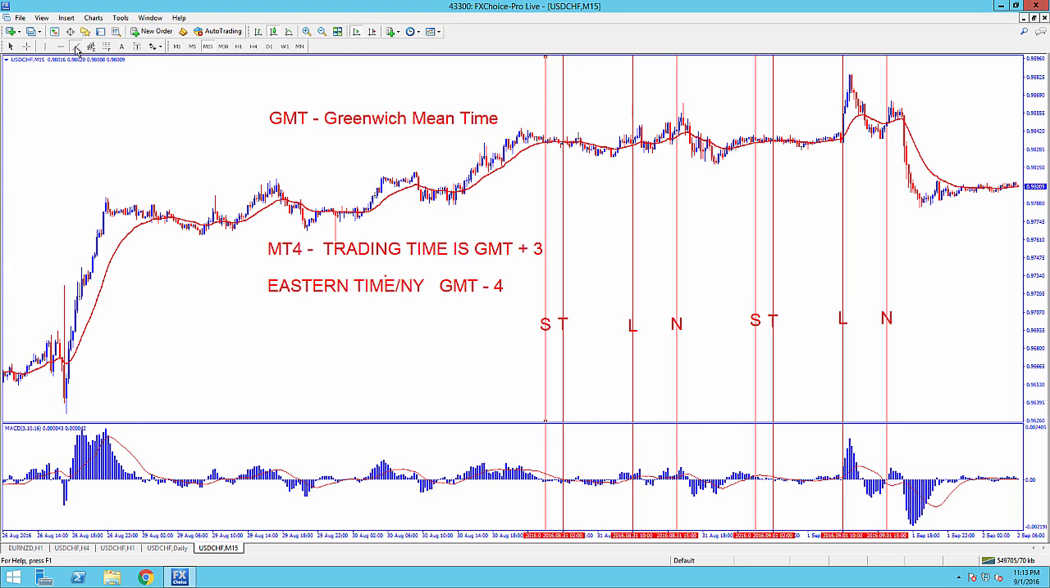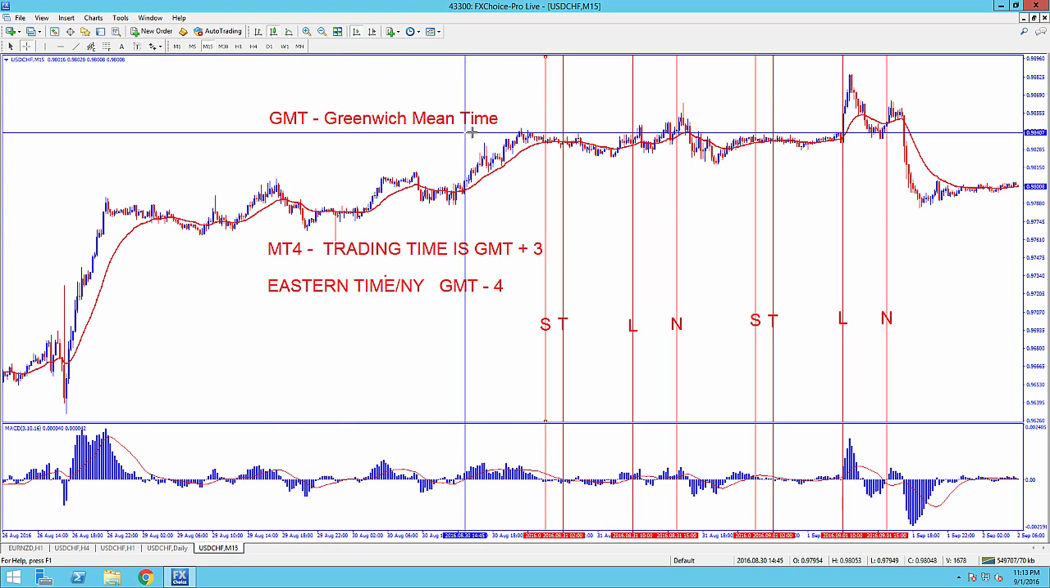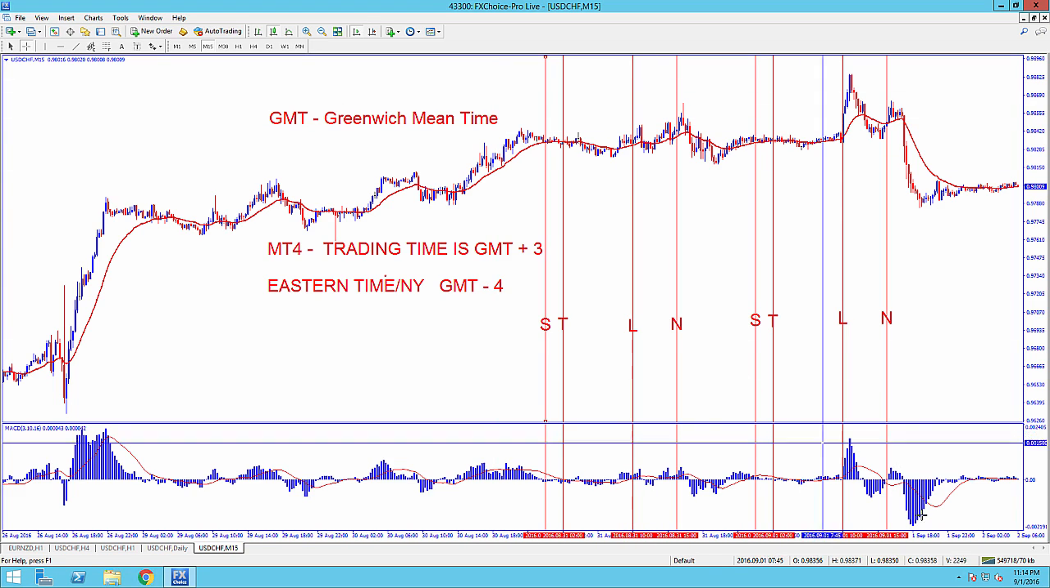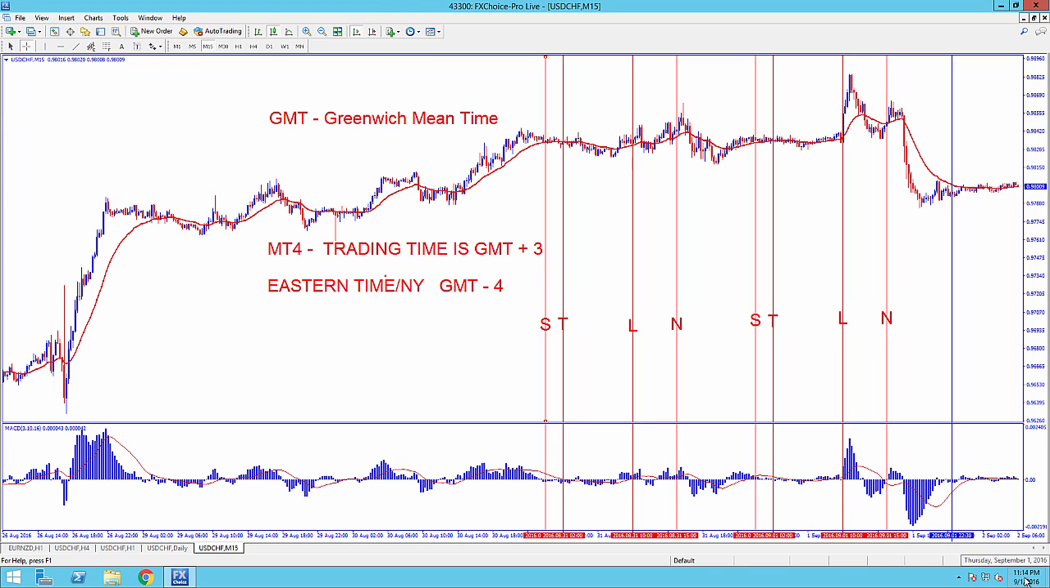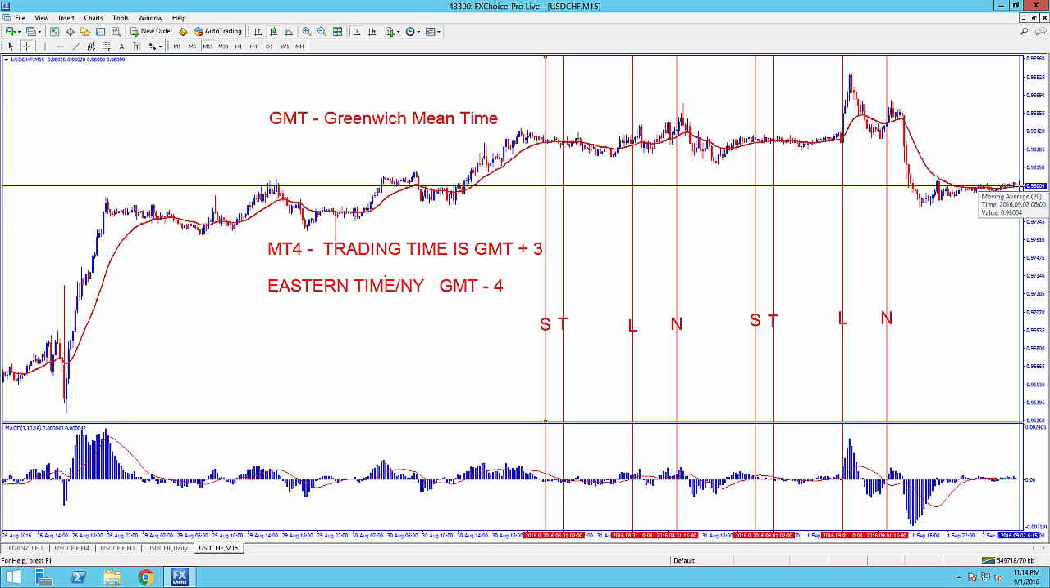Now, when setting up your charts, the market is based around Greenwich Mean Time. Okay, everything's based around Greenwich Mean Time. Every broker, depending on their time zone, will have their trading time. For instance, FXCM or FX Choice, it's GMT plus 3. GMT minus 4 would give you New York time. So New York time right here is Greenwich Mean Time minus 4. The chart is GMT plus 3.